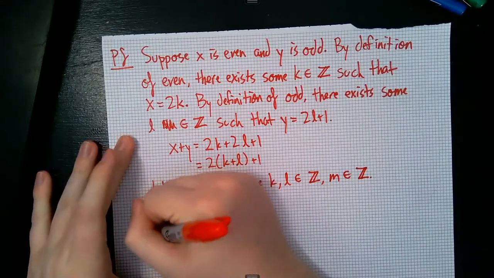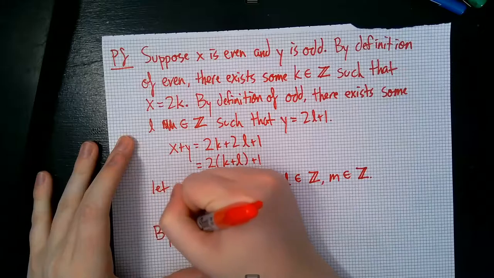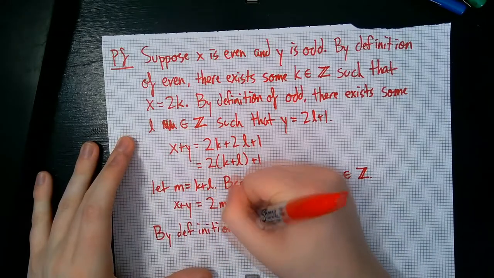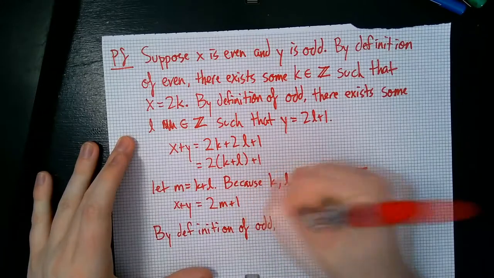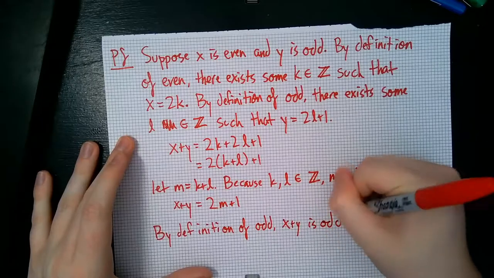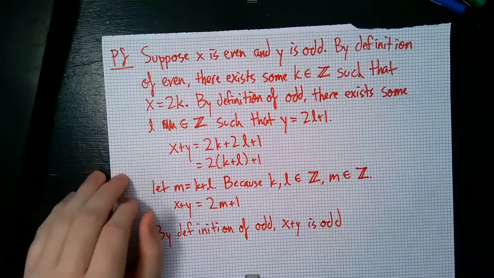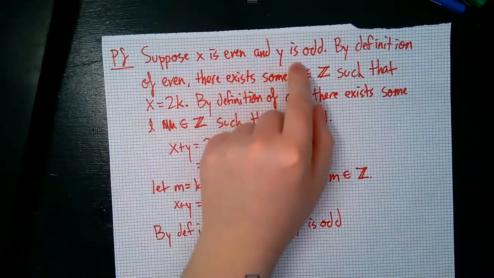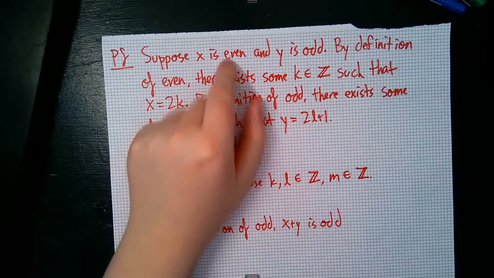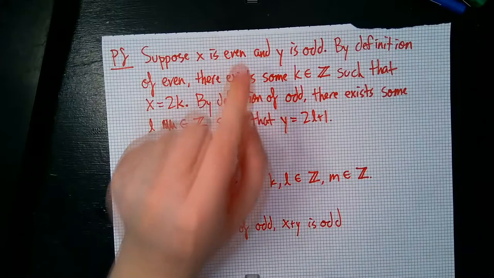So we can say, by definition of odd, x plus y is odd. And that's all we need to know. We started by assuming that x is even and y is odd, and then we proved that x plus y is odd as a result of our assumptions here.